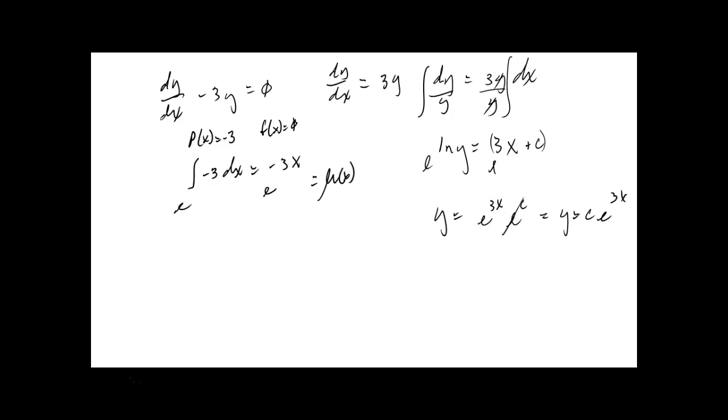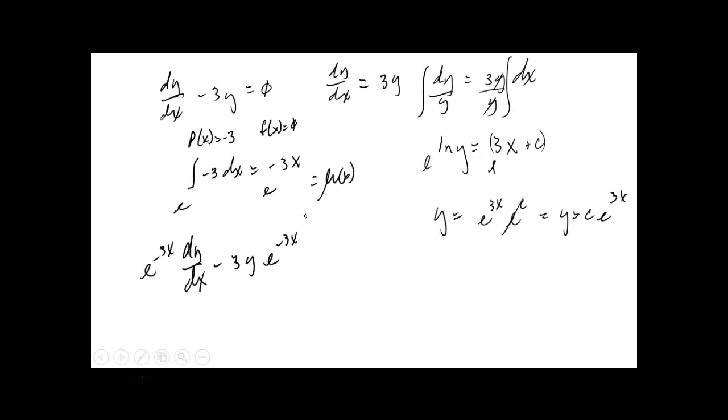Now what you do with that, you multiply it by every term here. So this is going to be e to the minus 3x dy/dx minus 3y times e to the minus 3x is equal to 0, because you multiply that by 0 and you get 0. Follow that?